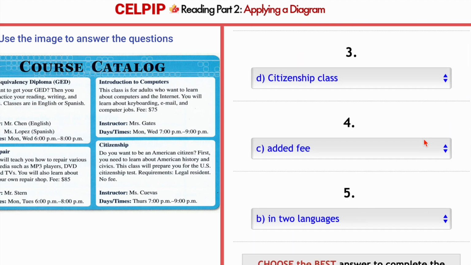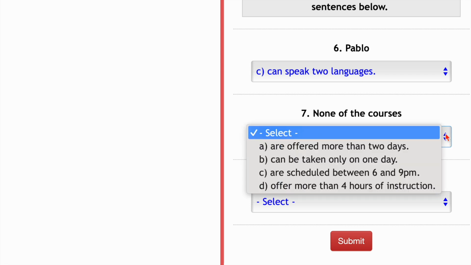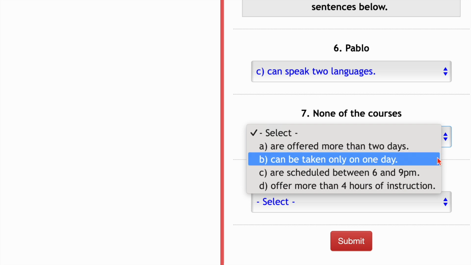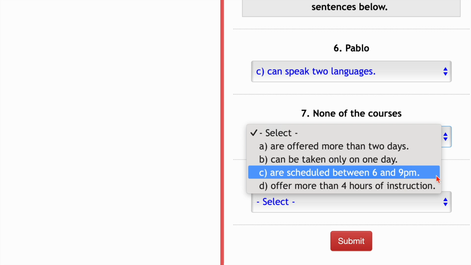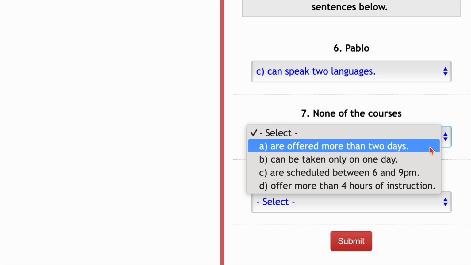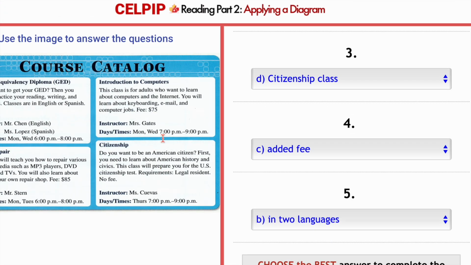All right. And none of the courses are offered more than 2 days. So true. Can be taken only one day. One course can be taken. Are scheduled between 6 to 9. No, some are. Offer more than 4 hours of instruction. Are offered more than 2 days. I think it's offer more than 2 days of instruction.